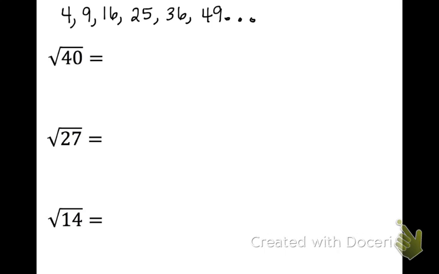Okay, so square root of 40, so look up at our list. 40 would go right here between 36 and 49. Now looking backwards, we need to find which of these divides 40. 36 doesn't, 25 doesn't, 16 doesn't, 9 doesn't, 4 does. So we will rewrite our radical as the square root of 4 times the square root of 10, because 4 times 10 is 40, and then simplify the square root of 4, so we get 2 square root 10.